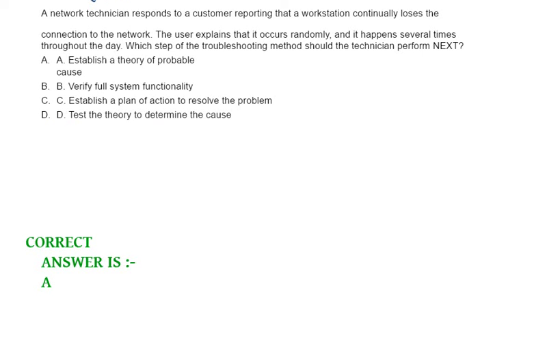Options are Option A. Establish a theory of probable cause. Option B. Verify full system functionality. Option C. Establish a plan of action to resolve the problem. Option D. Test the theory to determine the cause. Correct answer is option A.